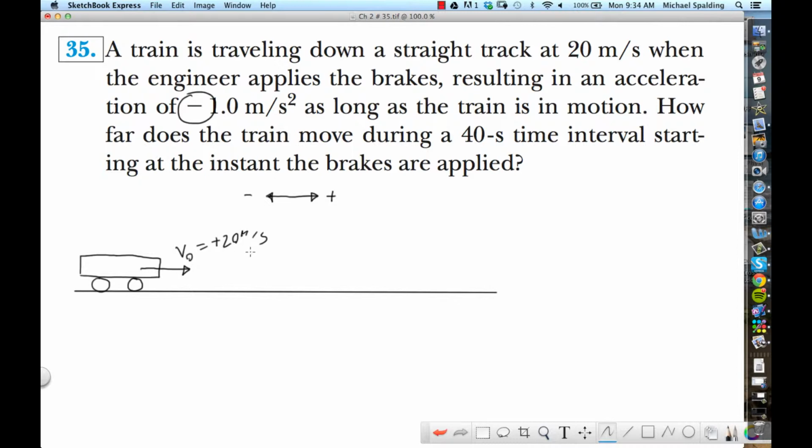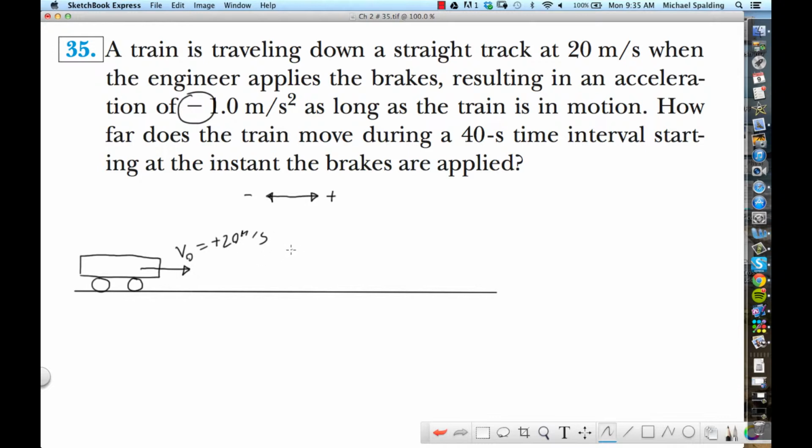What the heck is that all about? How is it possible to be moving to the right but accelerating to the left? It is. What's this train doing? Slowing down. The train is slowing down. Whenever velocity and acceleration have opposite signs, that means the object is slowing down. If velocity and acceleration have the same sign, the object is speeding up.